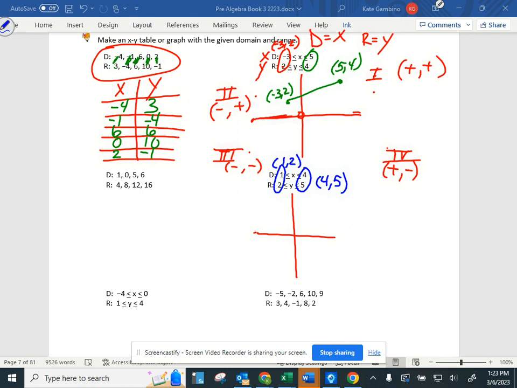So I'm going to go to 1, which is going to be close to the 0. I'm going to go up 2. So I'll put 1, 2 as my starting coordinate. And then I have to go to 4, 5. So if this was 1, I'm going to count over 2, 3, 4. Then I'm going to go up 5. 1, 2, 3, 4, 5. And then I just connect it.